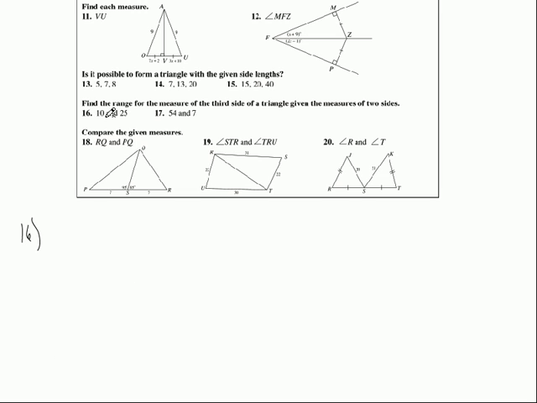All right, number 16, it says find the range for the measures of the third side of a triangle given the measures of the two sides. So this time they don't give you three sides, they only give you two. They give you 10 and they give you 25. So those are two sides of a triangle. I want to find the range, the possibility that the third side can actually be. So it can't be any length at all. It has to fit within a certain range. And how do we find that range?